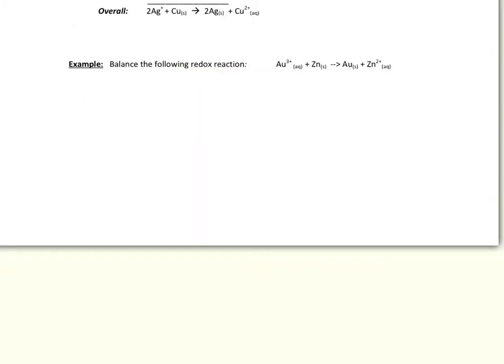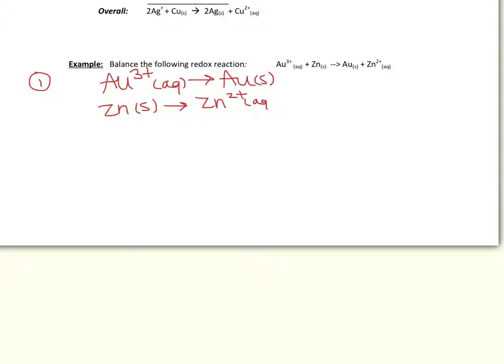Let's go through this example. Balance the following redox reaction. Well, the first step that we're going to have to do is break it apart into its 2 half reactions. Au3+, aqueous, goes to Au solid, and Zn solid goes to Zn2+, aqueous.